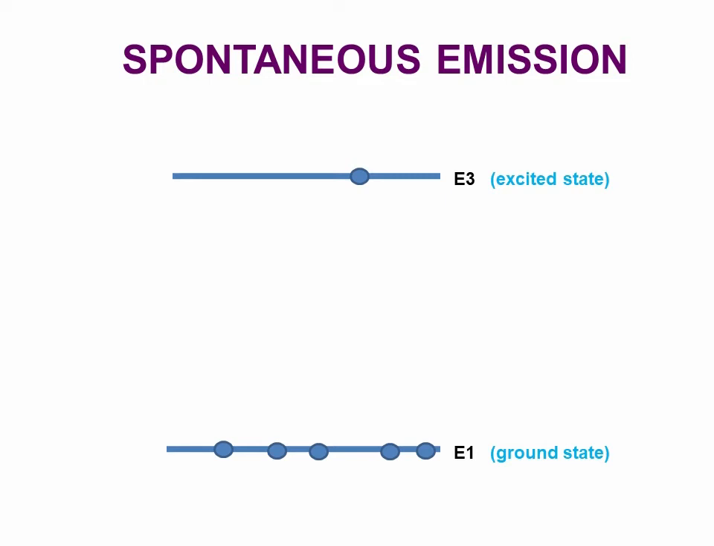The atom in the excited state returns to the ground state by emitting a photon of energy without any external triggering. This is very important. Without external triggering, the atom in the excited state returns to the ground state by emitting a photon of energy. This process is called spontaneous emission.